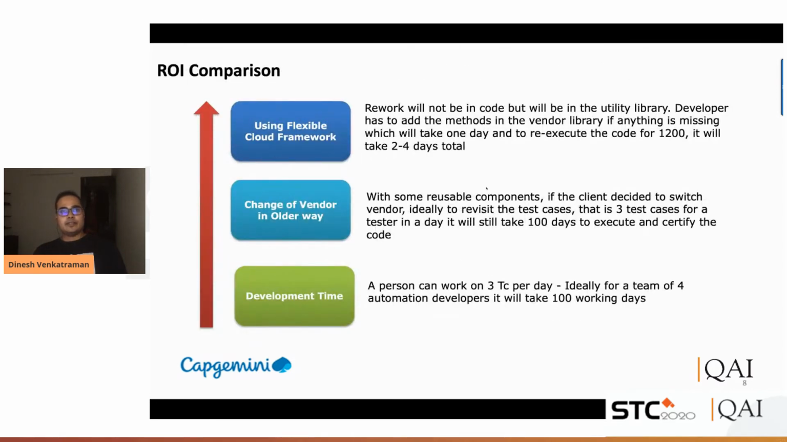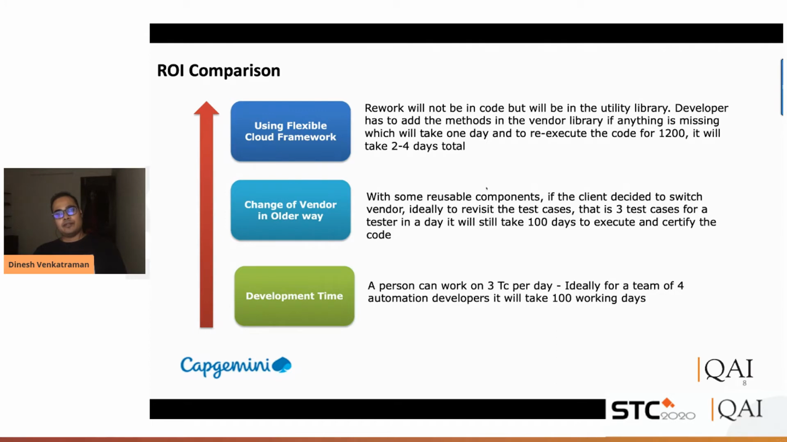So, the next one is the ROI comparison. This is something we used in our project actually. Initially we were executing the test cases on a particular vendor, and for changing the vendor in the older ways, we would completely throw off the code and start from scratch for each and every vendor.